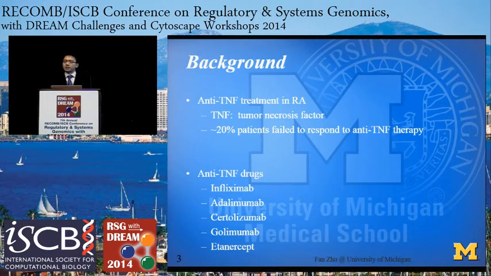Anti-tumor necrosis factor or anti-TNF treatment is one of the most common treatments for RA patients. However, about 20% to 30% of the study population have failed to respond to the anti-TNF treatment. Here is a list of the 5 anti-TNF treatment we used in the RE challenge.